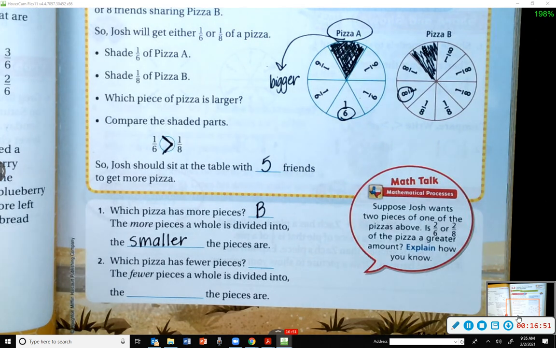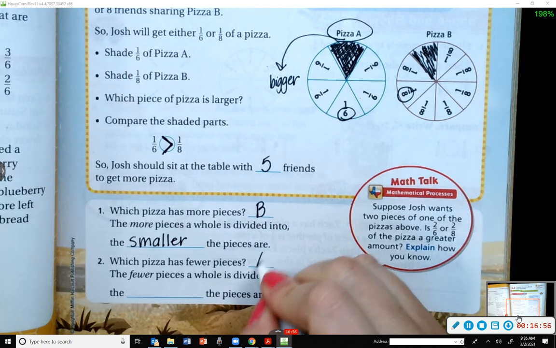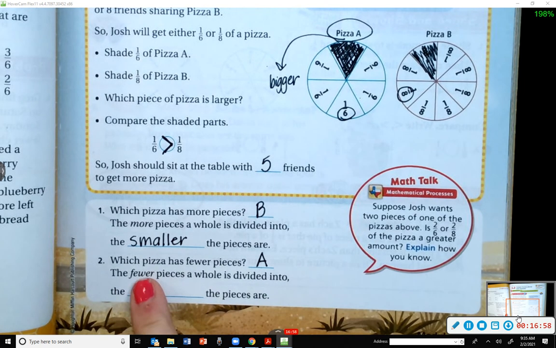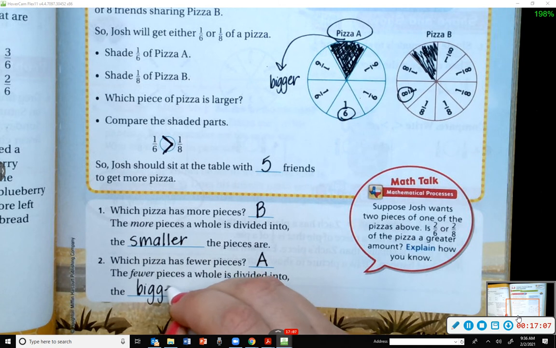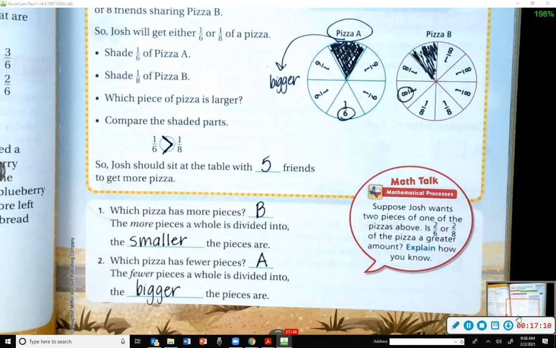Number 2, which pizza has fewer pieces? A. It only has 6. The fewer pieces a whole is divided into, the bigger the pieces are. They're opposite. So now, when the denominators are different, you have to train your brain to think the opposite. If that denominator is really high, like a 10 or a 12, then those pieces are actually going to be small, very small. Okay?